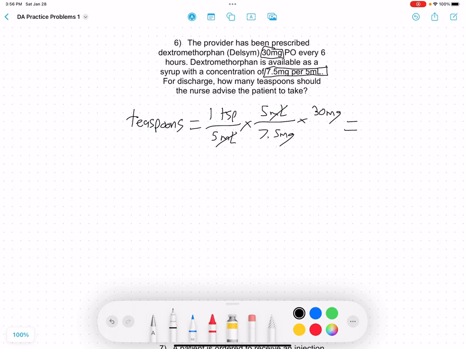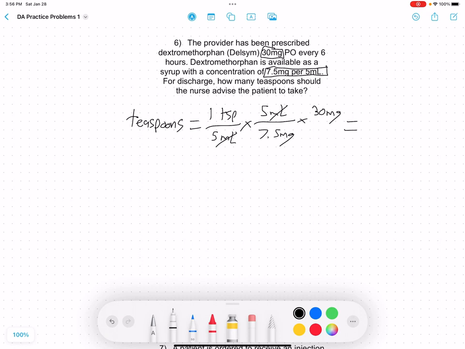This is a complicated question, you need to read very carefully. The answer is not asking what you're administering over 24 hours or whatever else. It's just asking how many teaspoons should the nurse advise the patient to take. So, do we need to include those 6 hours for this question? No, we don't. In other questions, maybe you do, but not for this one. So, we can go ahead and do our math.